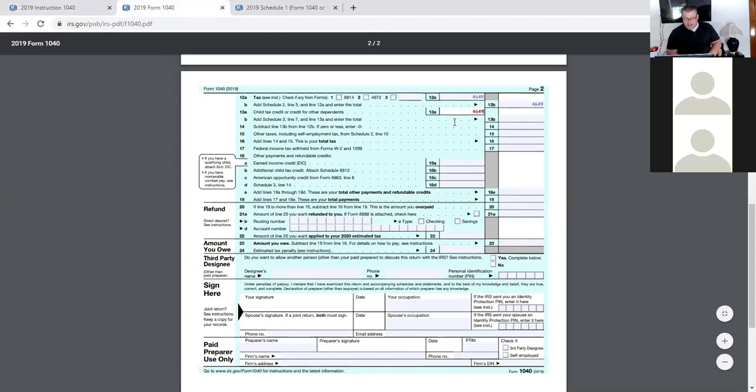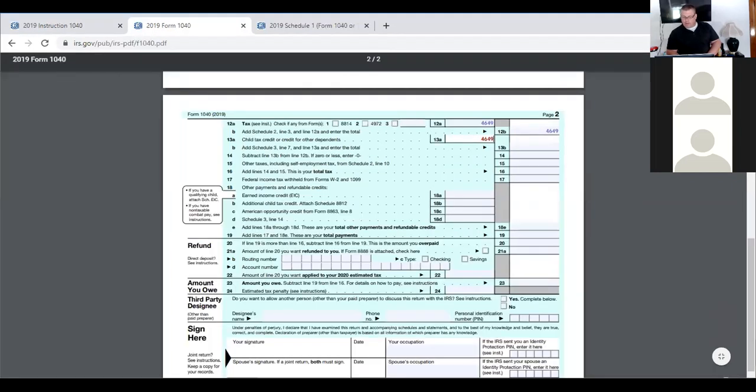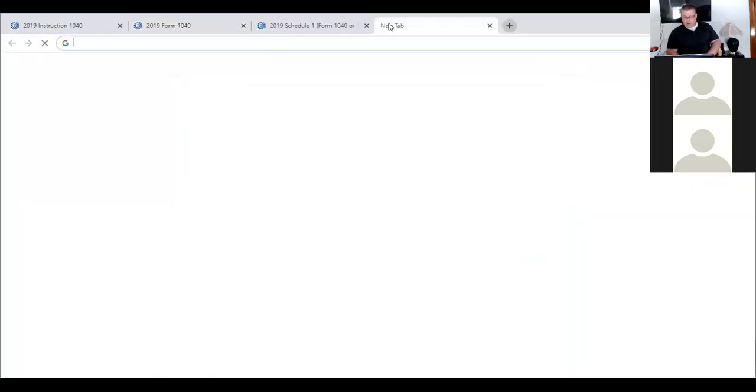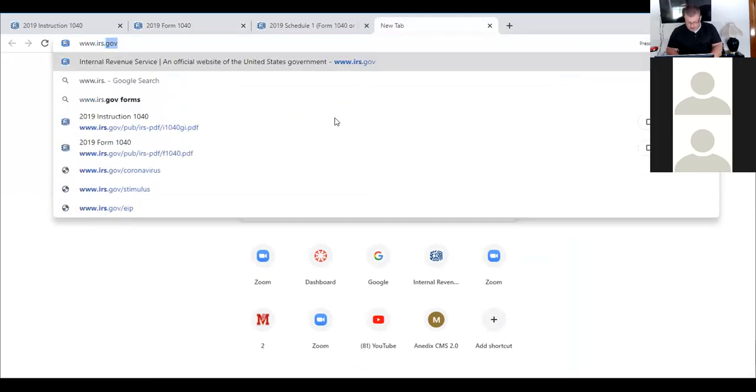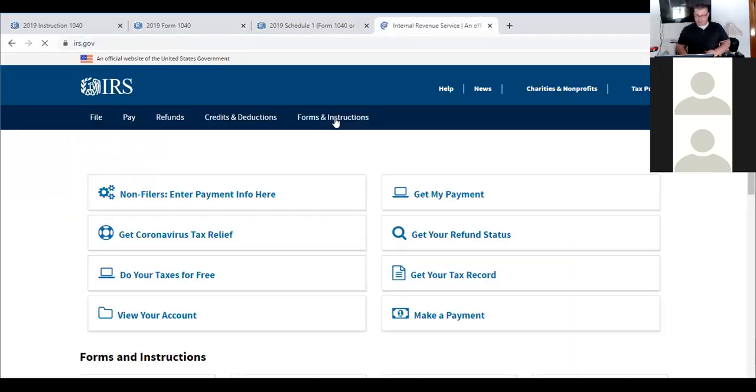Now line 13B says add Schedule 3, line 7. Well, we didn't really look and see what Schedule 3 was, whether or not we have to do that. So let's go back to the IRS website and look at the Schedule 3 and see if that's something we have to do.